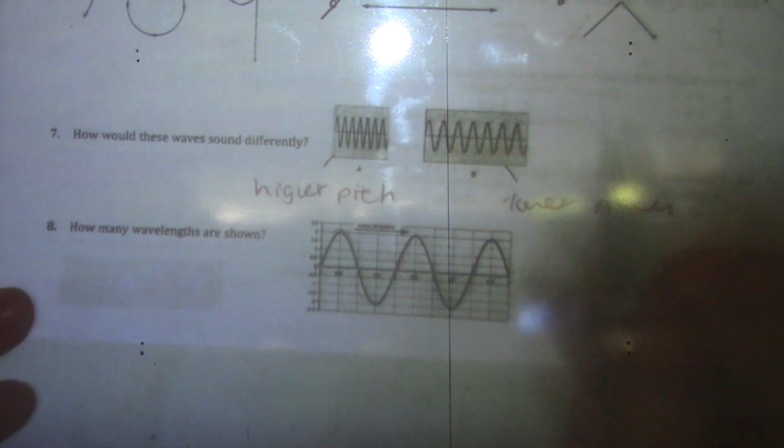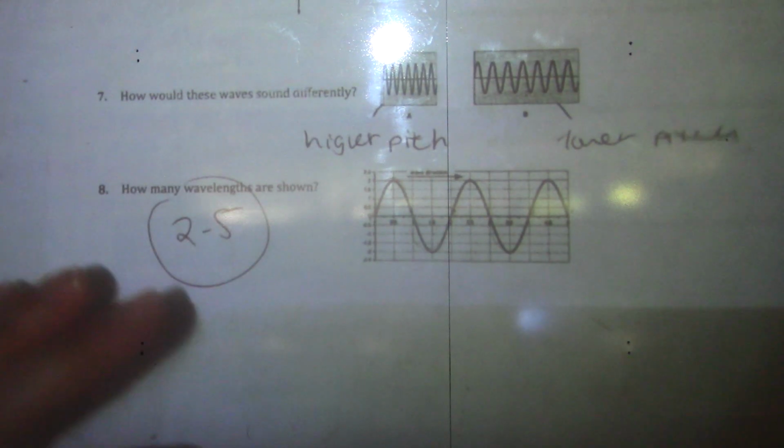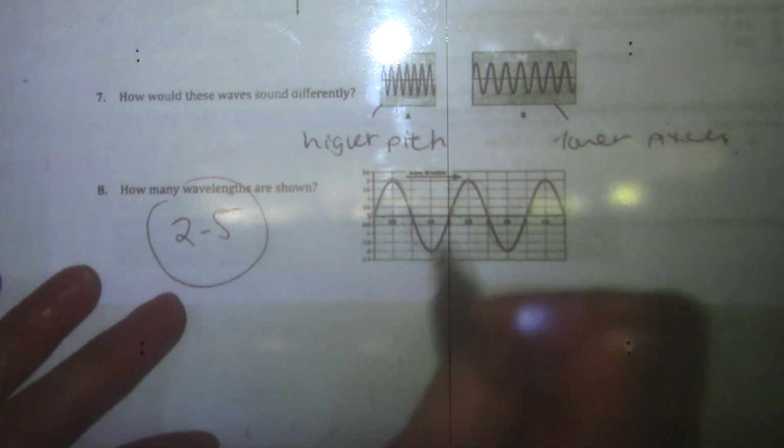How many wavelengths? So 1, 2, and a half. 2.5 waves. That is not the same as what is the wavelength. The wavelength is the length of one wave, which is 2. Different values.